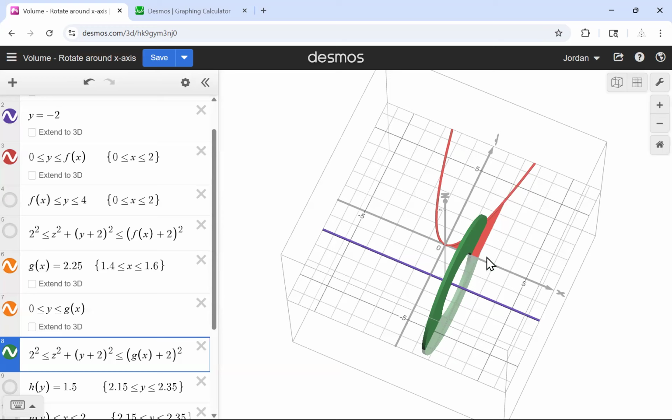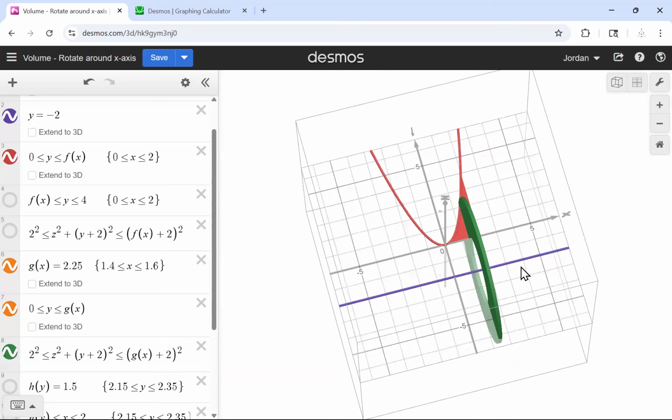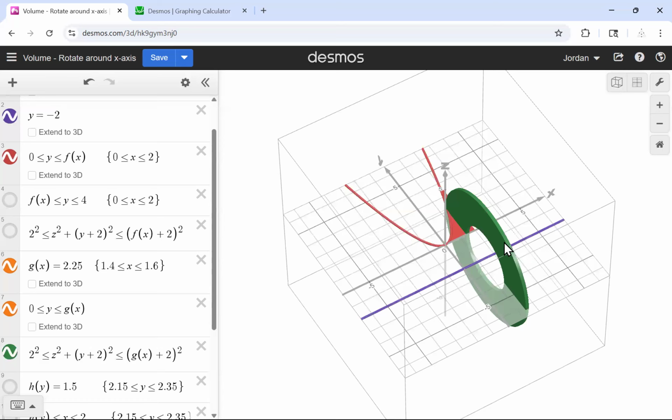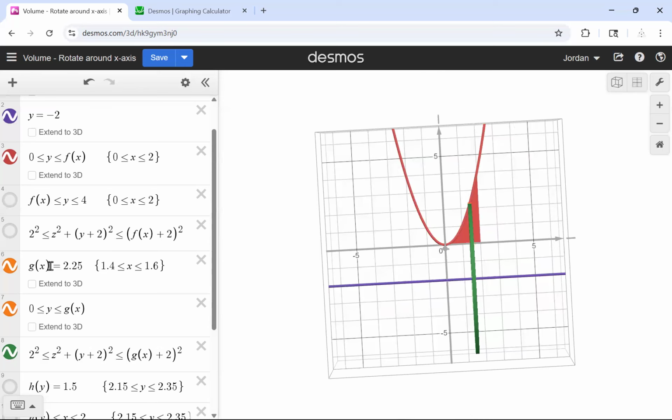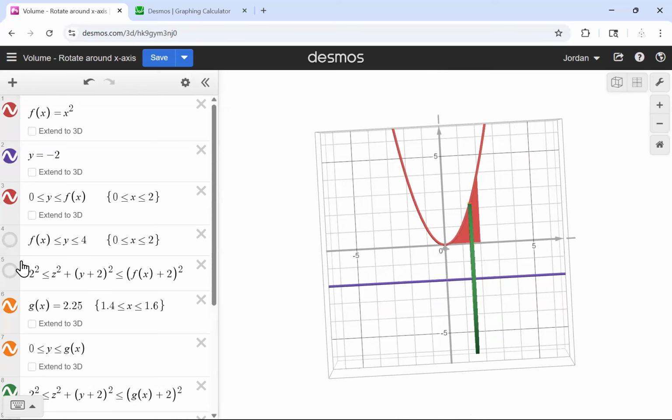If the line I'm rotating on is one of the sides of my region, then I don't need to do that like I did in examples 1 through 4. But if I'm rotating it around a line that the region is not touching, then I end up with these disks, these disks with washers. So it's disk method minus disk method. Hopefully that all makes sense.